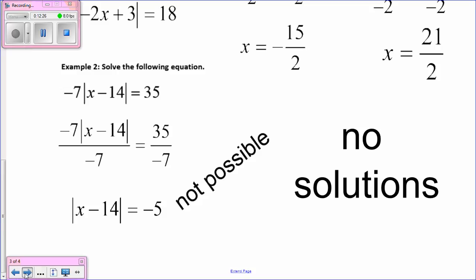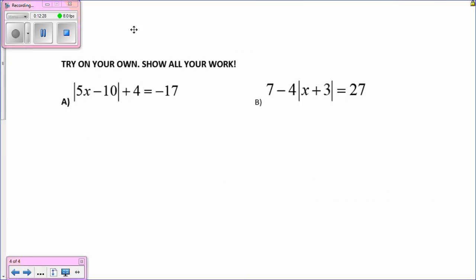Alright, last two problems are for you. Try on your own. Show all your work. I want to see both equations when you do it. So go ahead and solve these. When you come back, I'll have the answers. Pause it.